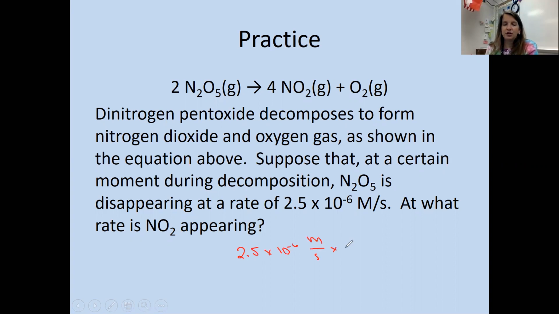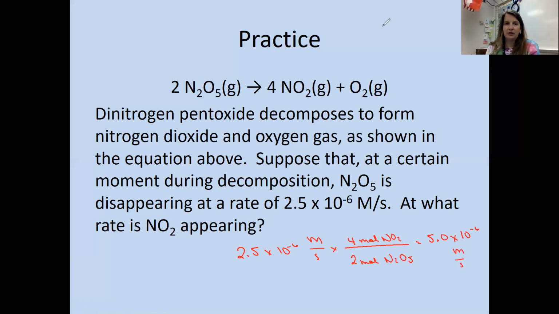And we can use our coefficients from the chemical reaction. So what should we put on the bottom here? Our moles of dinitrogen pentoxide, because that's what the 2.5 times 10 to the negative 6 is referring to currently. We're trying to find out the rate of appearance of the NO2, so we put the coefficient of the NO2 up here, like this, and then we can go ahead and calculate. So that times 4 divided by 2. So our rate of appearance of the NO2 is going to be 5.0 times 10 to the negative 6.